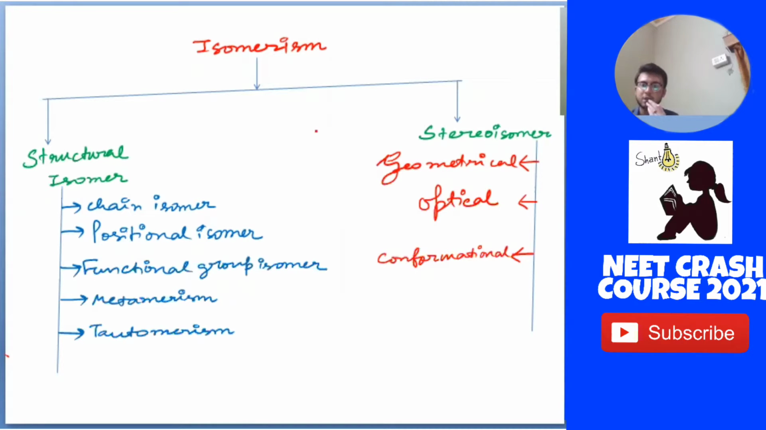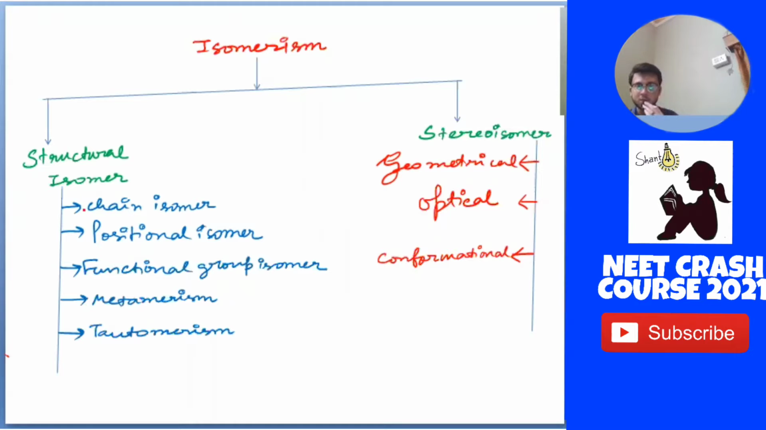Now what is structural isomer? What is stereoisomer? Structural isomer is based on the structure of the molecule or the organic compound, but stereoisomer is based mainly on the optical or conformational or geometrical spin, or what we can say, the appearance of our organic compound.